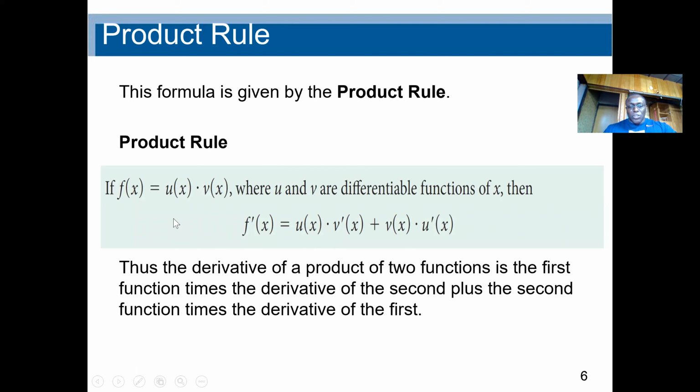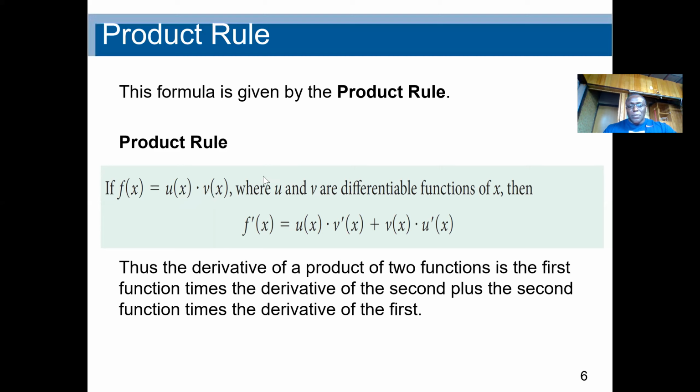Now, if I have a function f of x, and it has two terms that are multiplied, let's say we have u of x times v of x. I cannot say, okay, let's say u of x is 3x and v of x is 2x, the answer is 6x squared. No, we can't do that. So we use the product rule, which says first multiply u of x times the derivative of v of x, then plus multiply v of x times the derivative of u of x. It doesn't matter which one you do first.